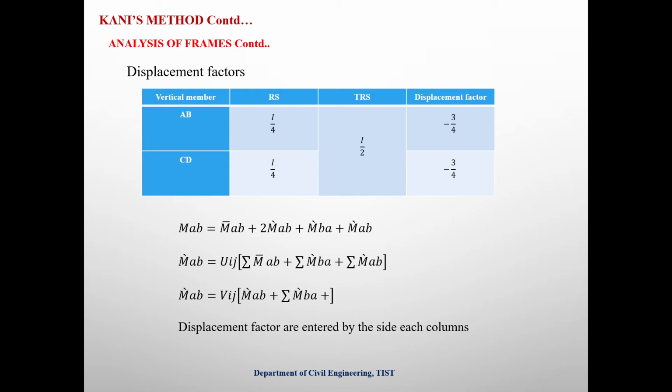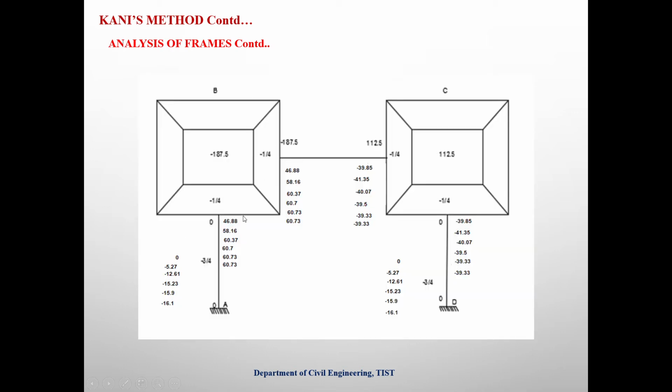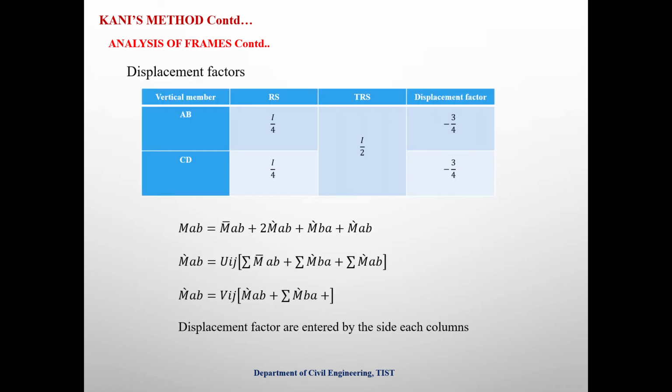Then after getting the displacement factor, we have to enter this displacement factor by the side of each column like this. Then after that we have to start the rotation contribution. How will you get the rotation contribution? By incorporating this displacement factor.